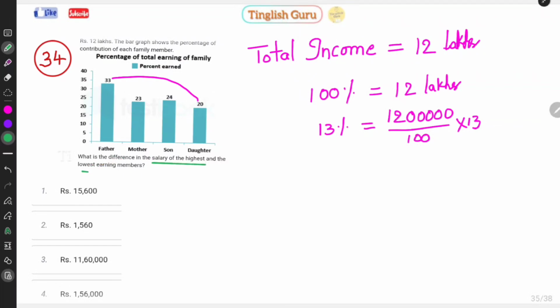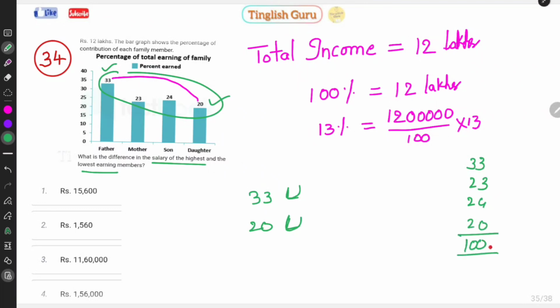Next, in this chart we are asked to find the difference between the salary of the highest and the lowest earning member. See, the highest earning member is the father, that is his salary is 33 lakhs and daughter's salary is 20 lakhs. Say 33 units and 20 units. But total salary is 33 plus 23 plus 24 plus 20, which means 100 units. But in the question 100 units is given as 12 lakhs. We have to find the difference between father and daughter salary, that is nothing but 13 units.